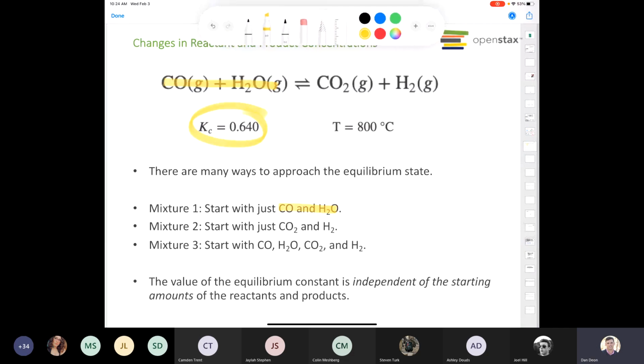You can start with just the products, that can happen. And you can start with a third scenario. You could start with a mixture of a little bit of everything, okay? The bottom line is this, that the reaction is going to do what it's got to do to achieve equilibrium, okay? Another way of saying that is what's down here at the bottom. The value of K, the equilibrium constant, is independent of what you're starting with.